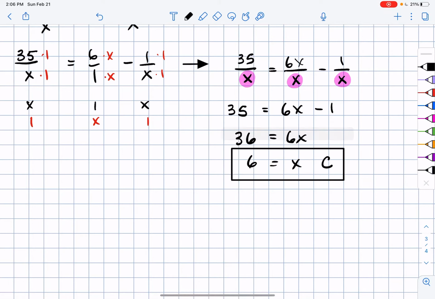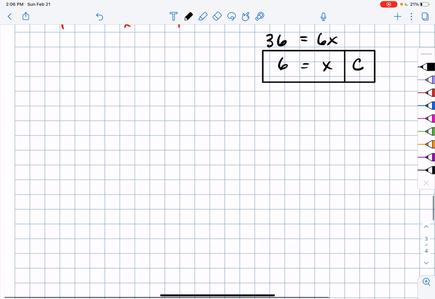There we go. Excellent. So on to number 7. Okay, 7. I have to turn the page. All right, 7. A little bit more difficult, but not too shabby.